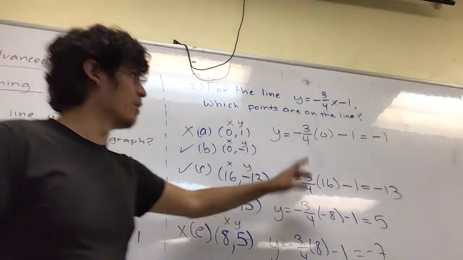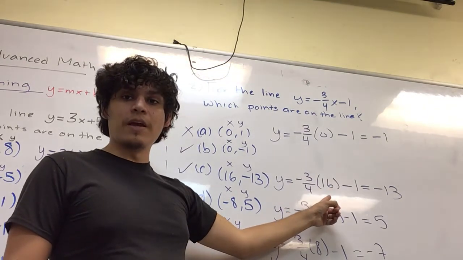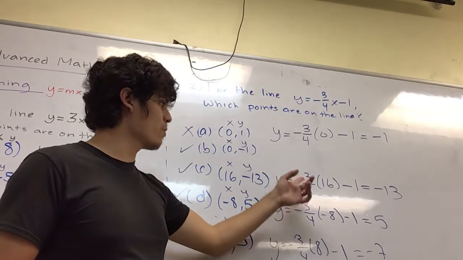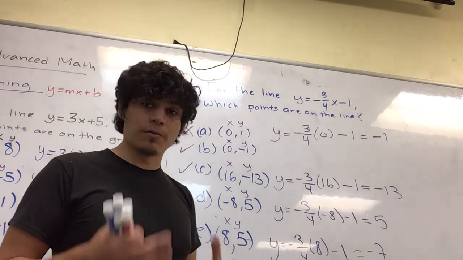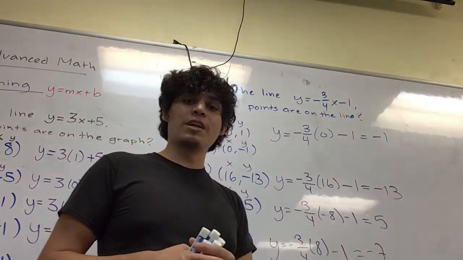16 and -13. So -3/4 times 16. Now, if you were like, I don't like fractions, that's all right. Just do it on your calculator. And you'll find out that 3/4 times 16 is going to give you 12. And because this is negative, it's going to be -12. Minus 1 is -13. Okay?